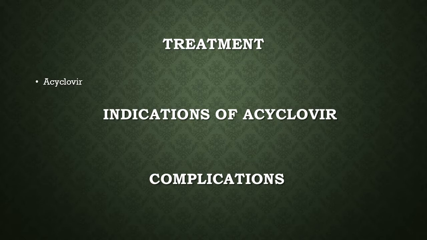The complications of the chickenpox include pneumonia, encephalitis, cerebral ataxia, viral hepatitis, and rarely, purpura, hematuria, GI bleed, nephritis, HUS, arthritis, myocarditis, pericarditis, pancreatitis, or orchitis can be there.